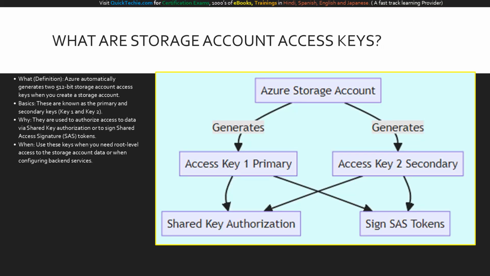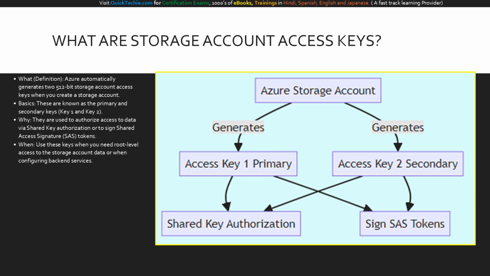What exactly are storage account access keys? Whenever you create a new storage account, Azure automatically generates two 512-bit access keys. These are simply referred to as Key 1 and Key 2, or the primary and secondary keys. But why do we have them?